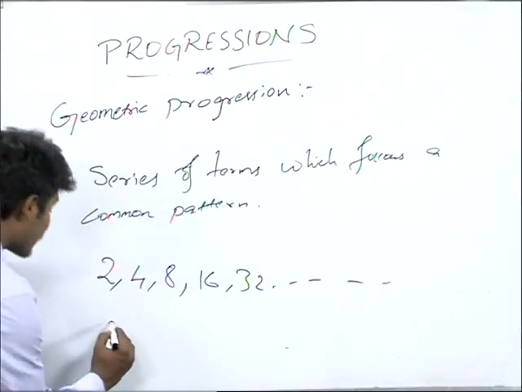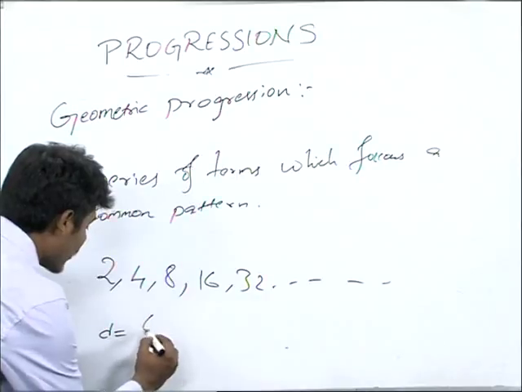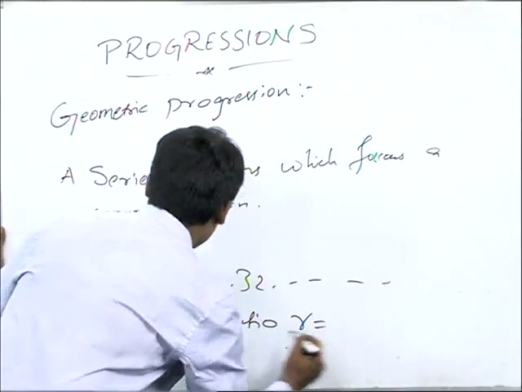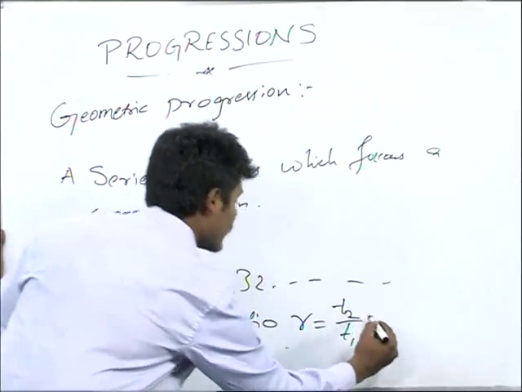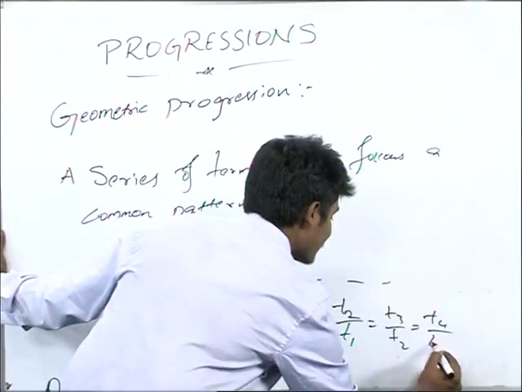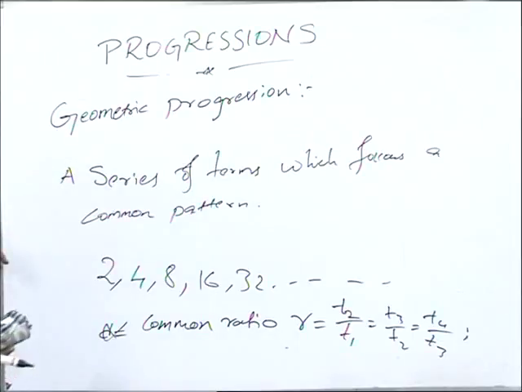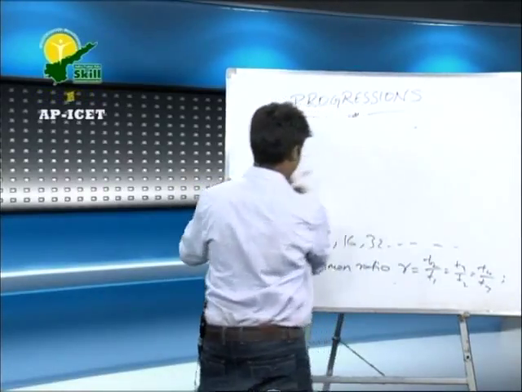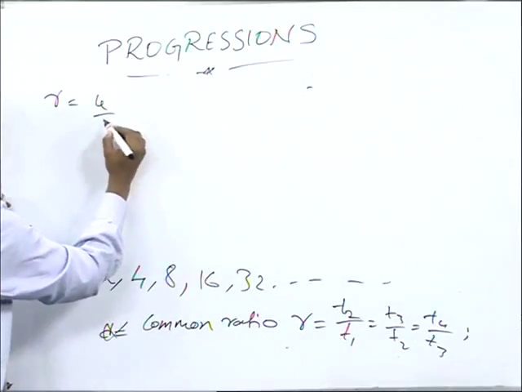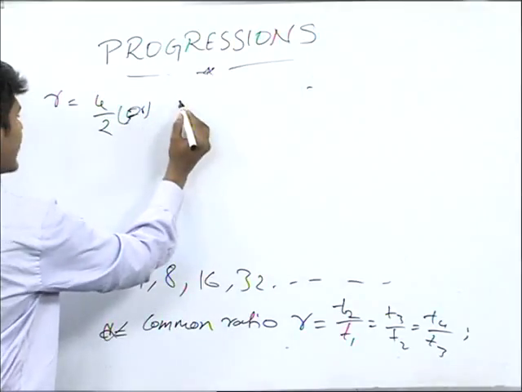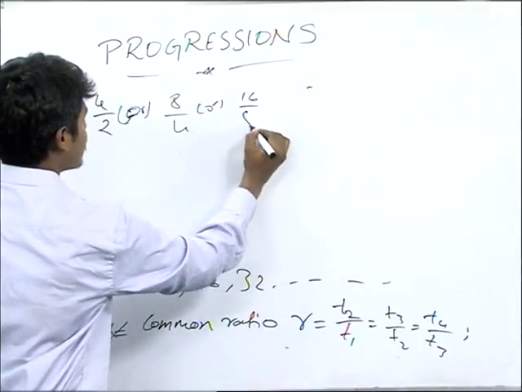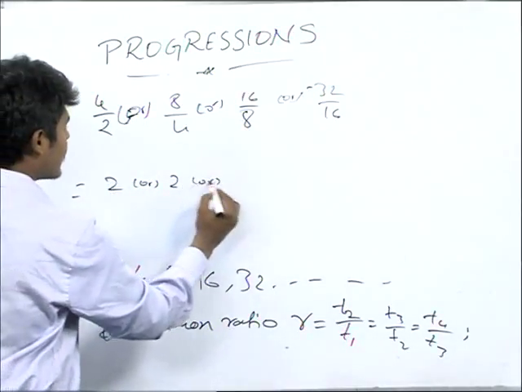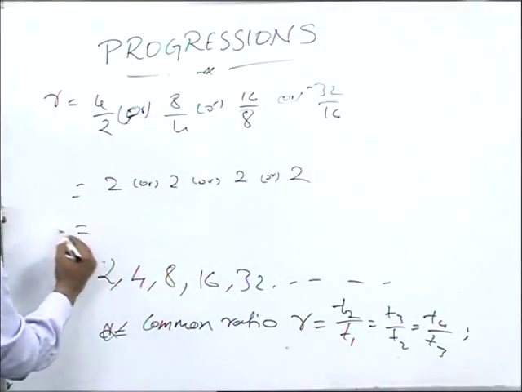Here we should not say common difference. Here the case becomes common ratio, that is r. It is defined by second term by first term, or third term by second term, or fourth term by third term. Now calculate r for this series. r is equal to 4 by 2, or 8 by 4, or 16 by 8, or 32 by 16. In all the cases the value is 2 itself. From here we can conclude that r is 2, the common ratio for the series.